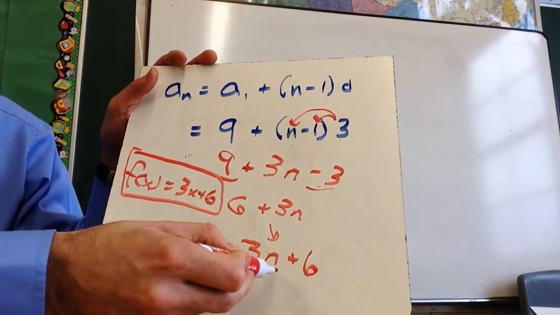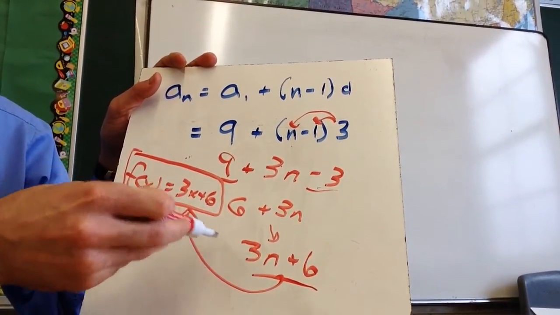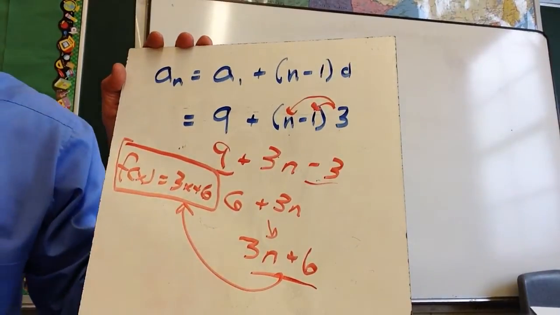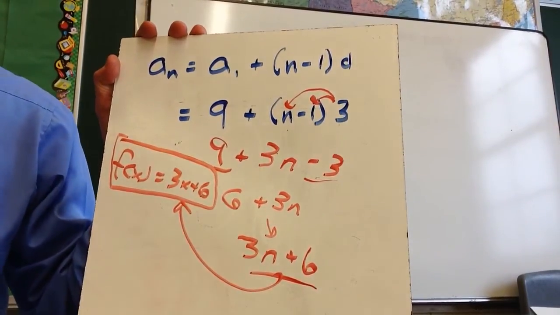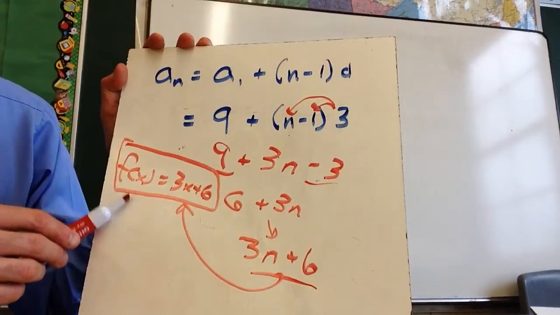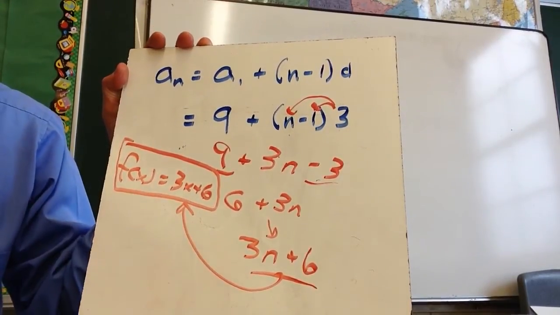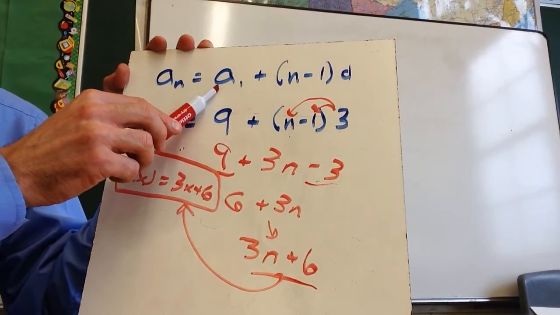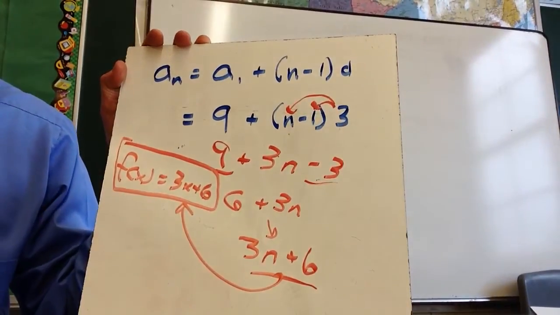And I'm getting that 3x plus 6 from here. I'm just changing that letter. Instead of calling it n, I'm going to call it x. All right, so this would be one way that you could figure this out. And this will work every time. You just need to know the first term, and you need to know the common difference.